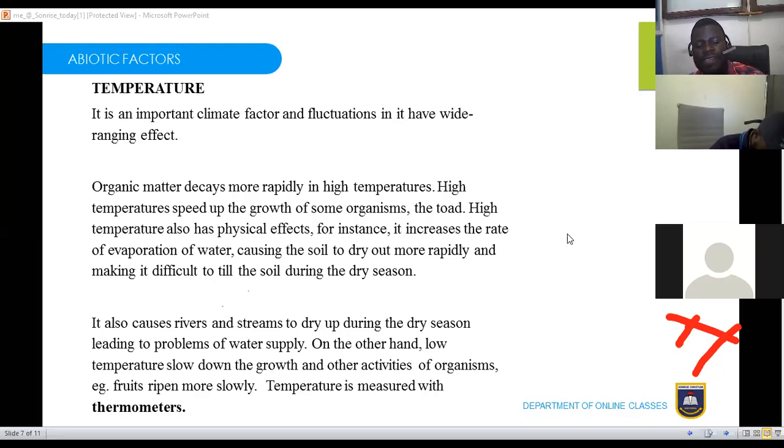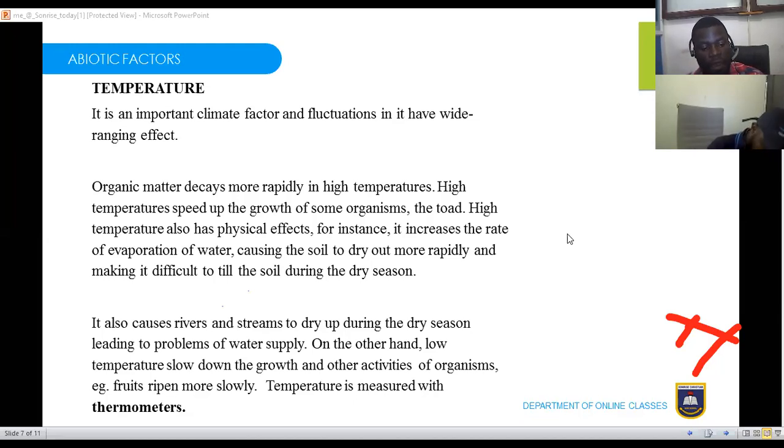Then it also causes rivers and streams to dry up during the dry season, leading to problems of drought. These are things that you all agree with me without doubt, that sometimes, during the dry season, irrigation becomes a problem because the soil absorbs so much water, and so the streams are even getting dry. Water becomes just scarce. You don't get water for any active agricultural work.